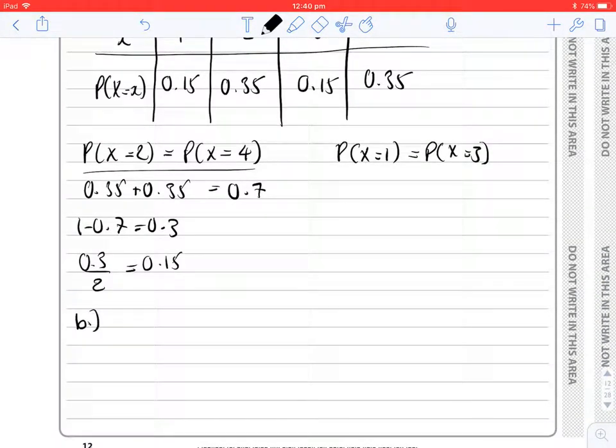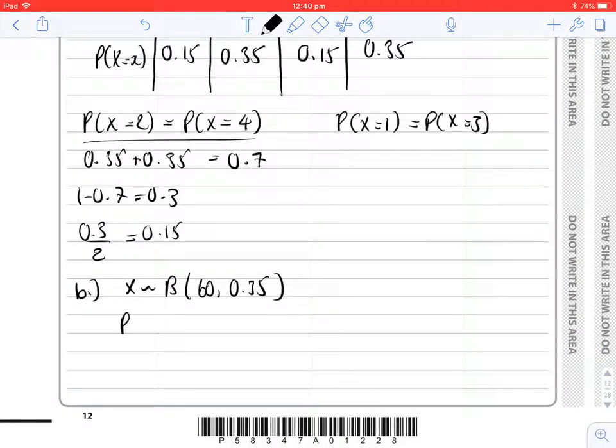Part B. Ambrose spins the spinner 60 times. Find the probability that more than half of the spins land on the number 4. Give your answer correct to 3 significant figures. So what we can say is that this is a binomial distribution where we do 60 spins and the probability it lands on a 4, the probability of success, is 0.35.